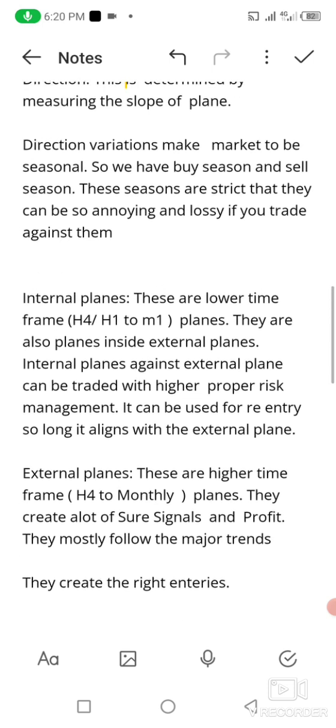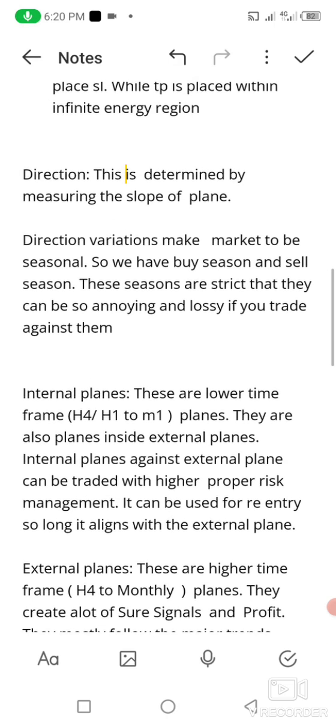Now we have this idea, direction variations. Direction variation makes markets seasonal. So we have buy season and sell season. These seasons are strict, so they can be annoying and lossy if you trade against them. Meaning that when you look at the charts based on the time frame of observation, what you see is not actually what you comprehend.